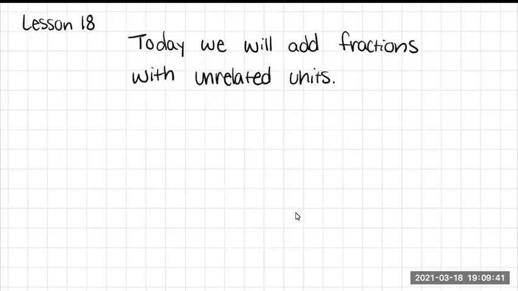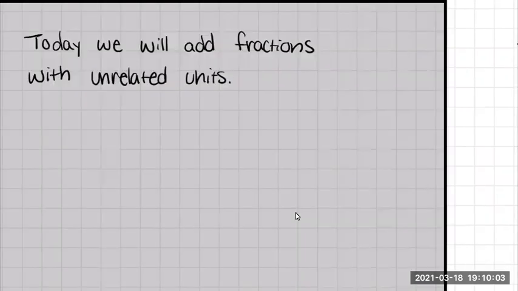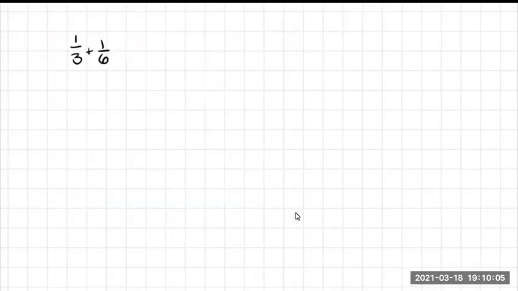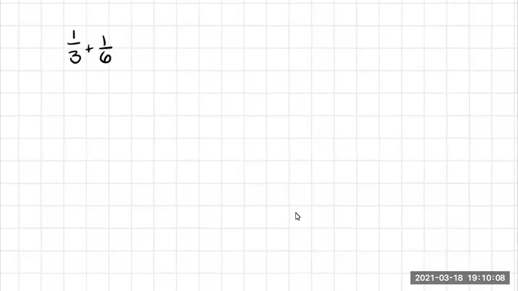Hi guys, today we're going to work on lesson 18 and we are going to add fractions with unrelated units. So we've been working on adding fractions with unlike denominators, but the denominators have always been related to each other. So you really only had to change one or the other to be able to have a common denominator, just like in this question. Here we have 1/3 plus 1/6.